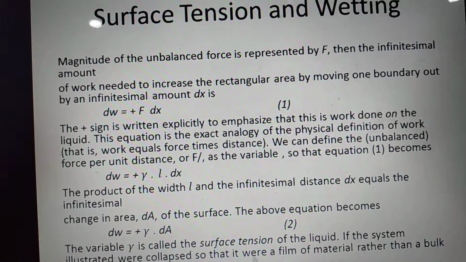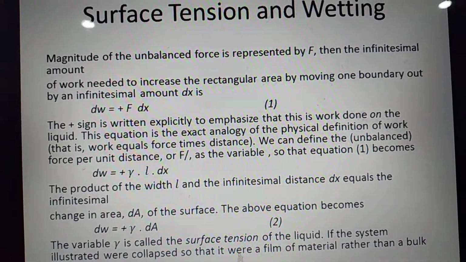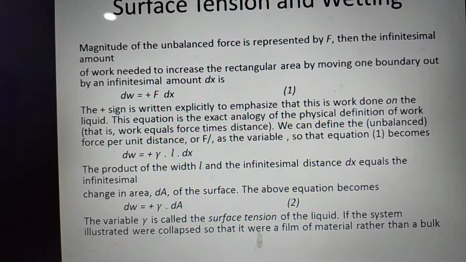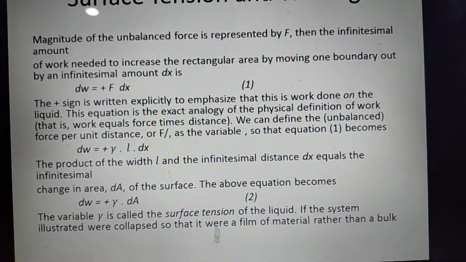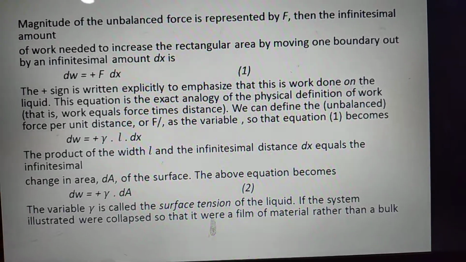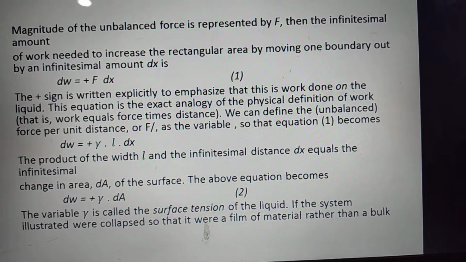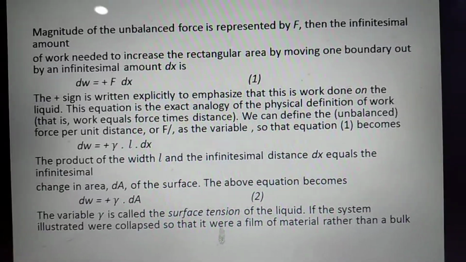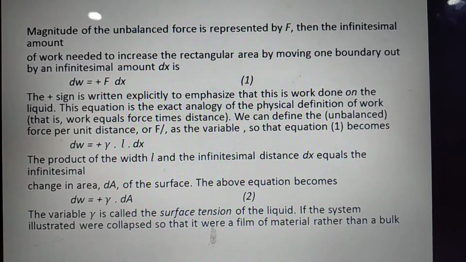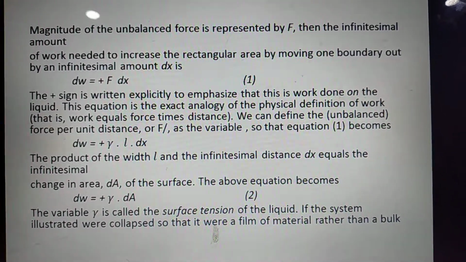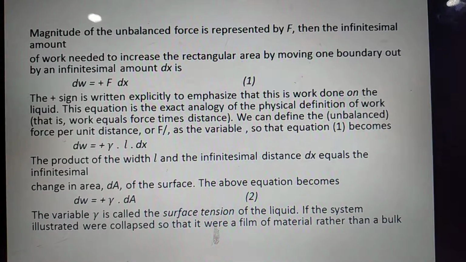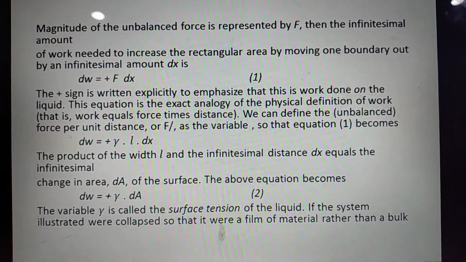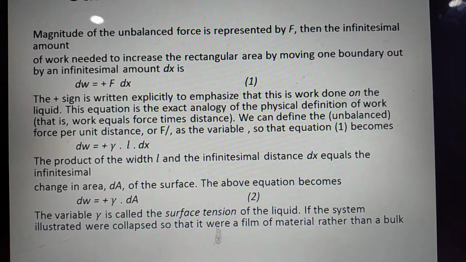The magnitude of the unbalanced force is represented by F. The infinitesimal amount of work needed to increase the rectangular area by moving one boundary by an infinitesimal amount, dx, is dw = +F dx. The positive sign emphasizes that the work is done on the liquid. This equation 1 is an exact analogy of the physical definition of work: work equals force times distance.